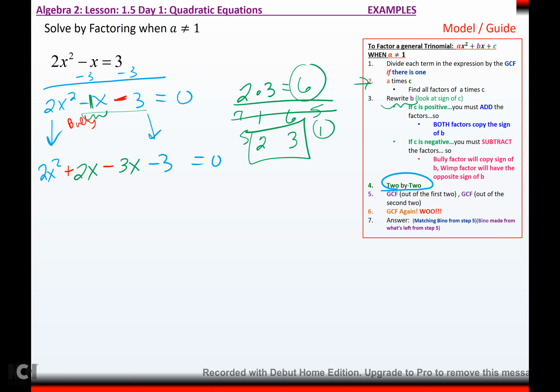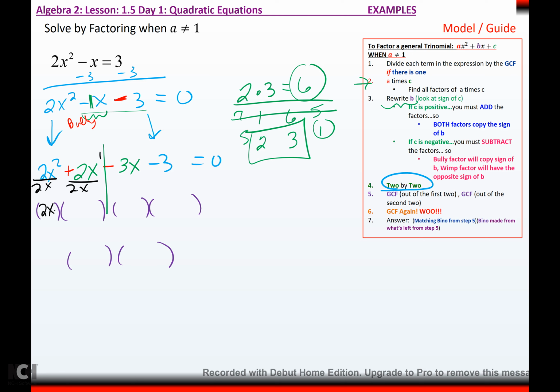And now we're at grouping because we have 4 terms now. So now we are at 2 by 2. And then we're going to GCF, GCF, GCF again. Okay, this side, the left-hand side, has a 2 in common and 1 copy of x in common. So the GCF on this side is 2x.